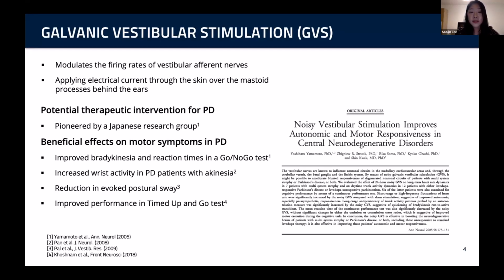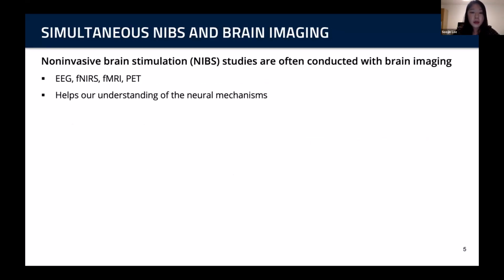However, the studies have reported only behavior effects, and consequently, the effects on upstream neural activity that are responsible for the behavioral changes are largely unknown. So to understand the underlying neural mechanisms of brain stimulation, we need to combine the stimulation with brain imaging such as EEG, fNIRS, fMRI, and PET.